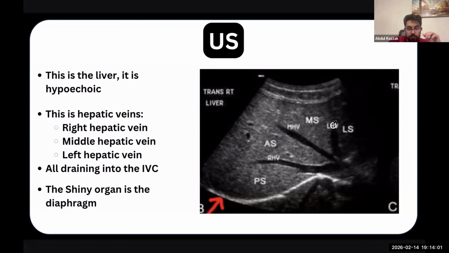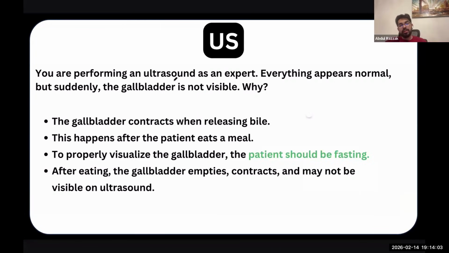A scenario asking about a patient that came to ultrasound. Everything is normal.